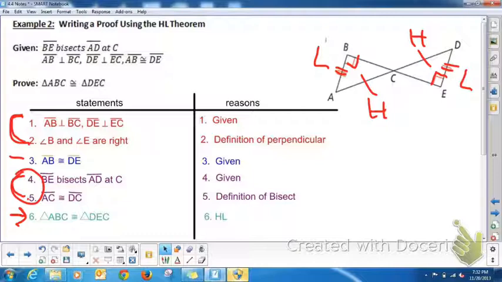But it is essential. The first thing you know before you even think about using hypotenuse leg is that those are right triangles. You have to be able to prove that they're right triangles in order to use hypotenuse leg. If you have any questions, we'll talk about it tomorrow in class. We're going to practice all 5 ways to prove triangles are congruent.